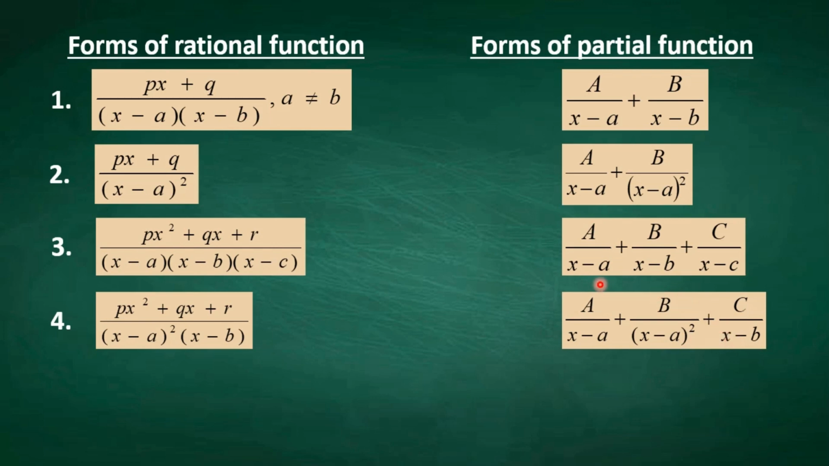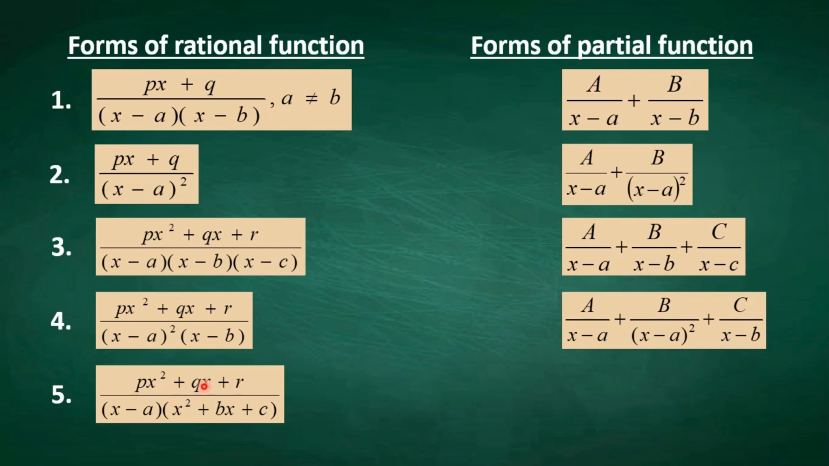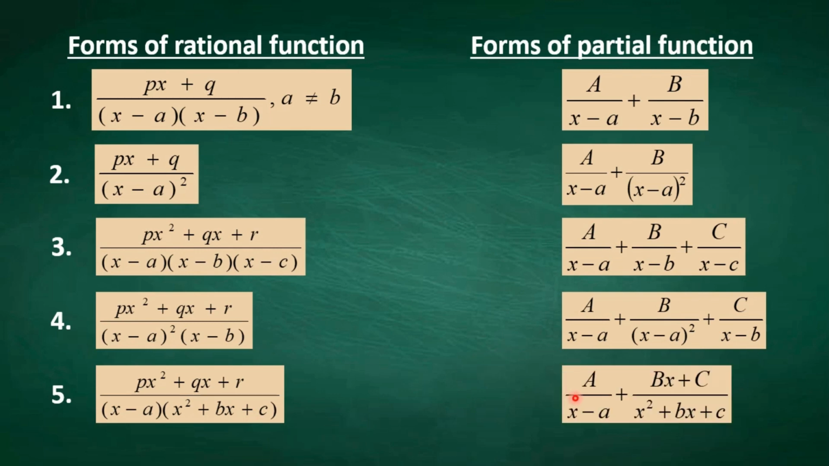And the last form, let's say you are given a quadratic expression in the numerator and you have a linear factor as well as a quadratic expression in the denominator. And how it's different from the fourth form, let me state. Let's say you are not able to factor x square plus bx plus c into two linear factors. In that case, you should take the partial fraction of the form a over x minus a plus bx plus c over x square plus bx plus c. Alright, using these forms, we will solve the questions.